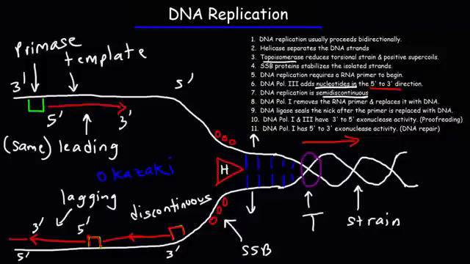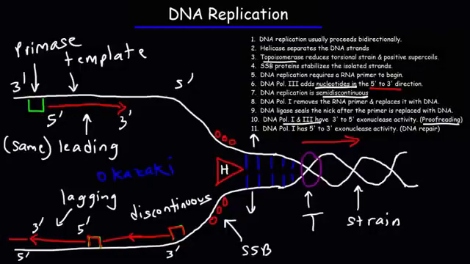Now, some other things that you want to know is that DNA polymerase I and III have 3 to 5 exonuclease activity. An exonuclease enzyme is an enzyme that can remove nucleotides from a strand, starting at one end of the strand. So this 3 to 5 exonuclease activity describes the proofreading ability of these two enzymes.